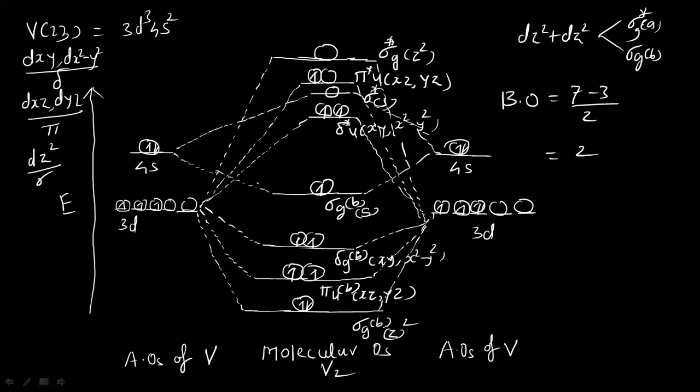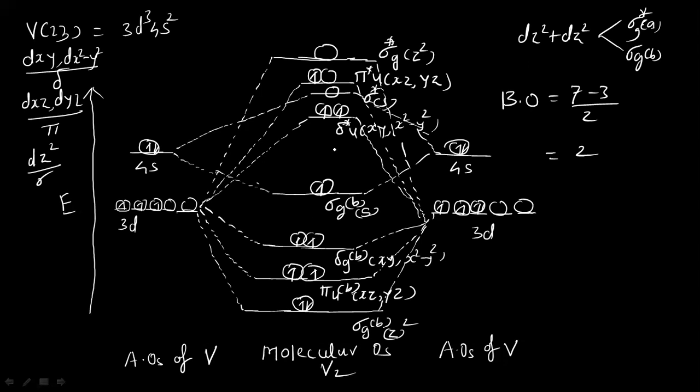So this is the molecular orbital diagram for the divanadium molecule. The only difference is that out of the 5d orbitals, dz square goes into the sigma bonding, dx square minus y square goes into the delta bonding, and dxz and dyz go into the pi bonding. The 4s orbital goes into the sigma bonding, so it forms a sigma bonding molecular orbital. So in this way we explain the MO diagram of the divanadium molecule.